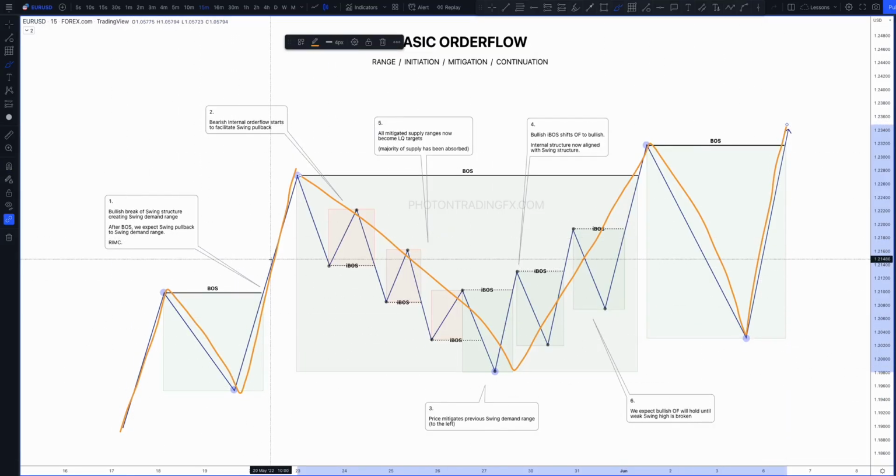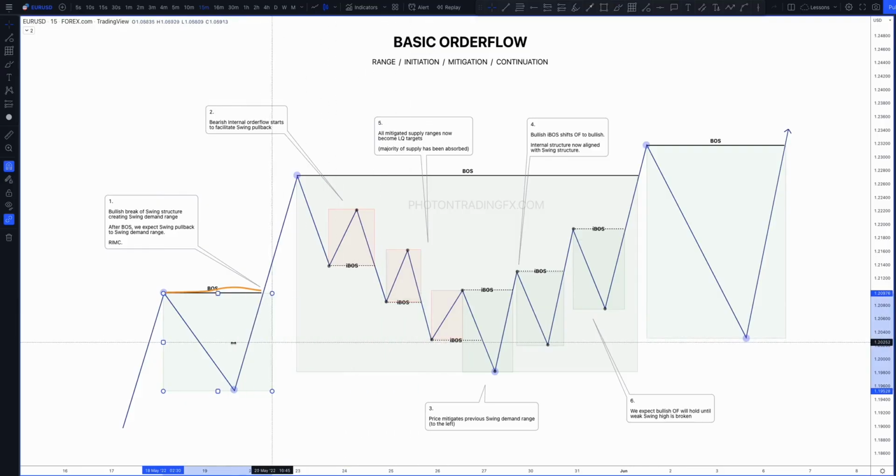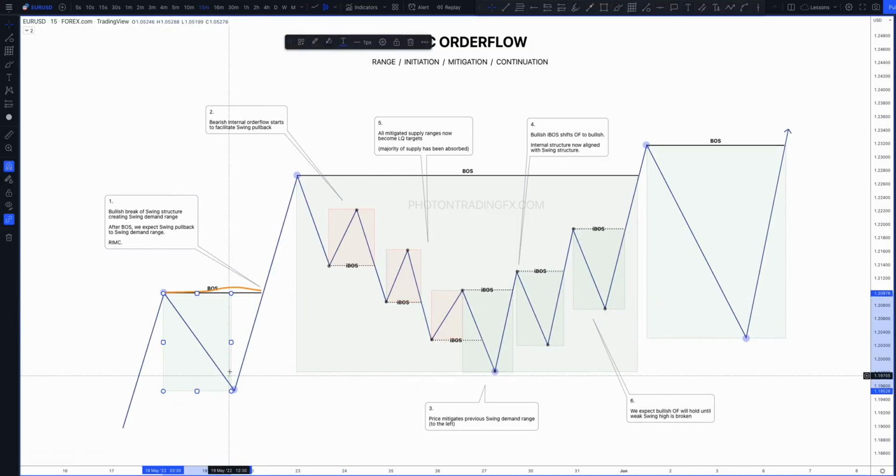Well, when we got the break of structure to the upside, I'll get rid of this line. From the high across, here is your swing demand range. From this swing high to this swing low, that is your swing demand range. So what happens? Price comes in to mitigate that swing demand range, forms a swing higher low, and continues the next movement to the upside.